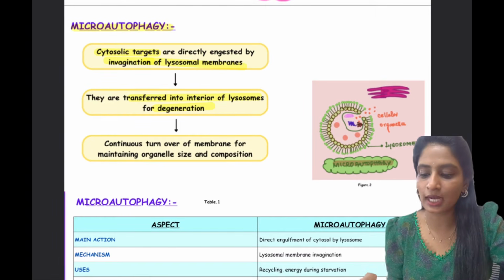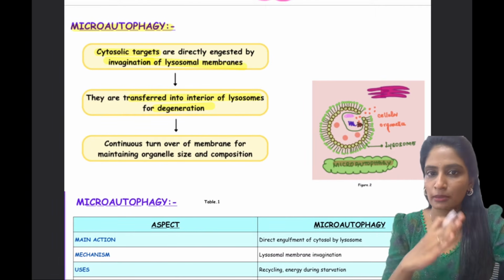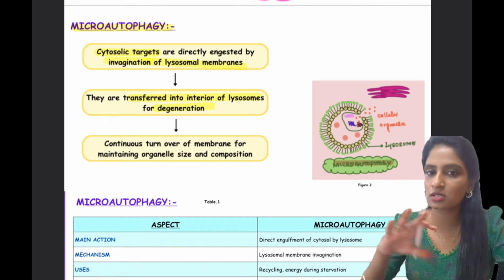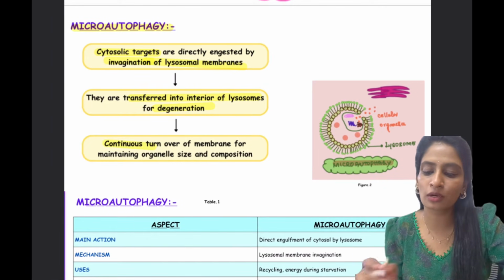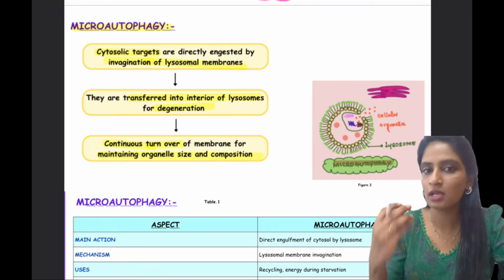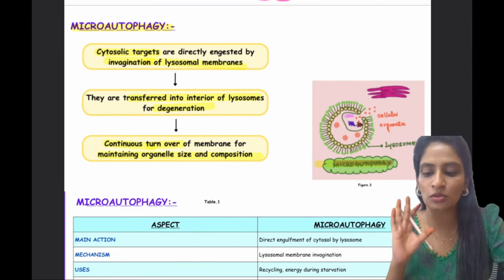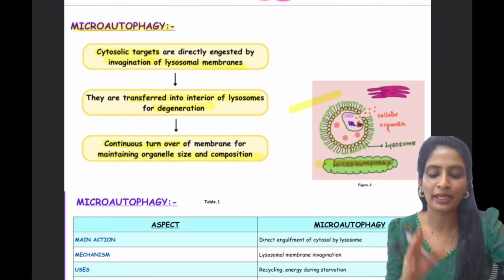Then it starts. The lysosome is already present in the membrane, so it doesn't need any initiation or nucleation, nothing like that is needed. It will start the turnover of the membrane and start cellular degeneration. This mechanism is known as microautophagy.